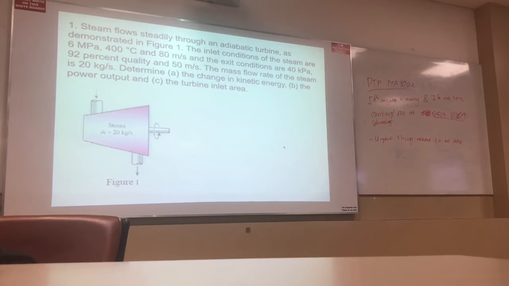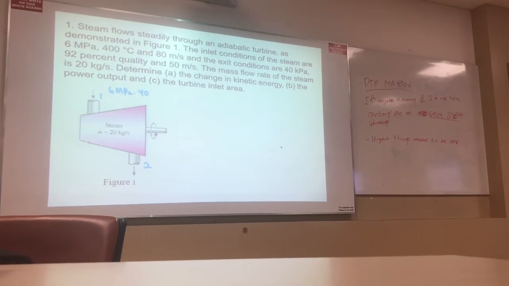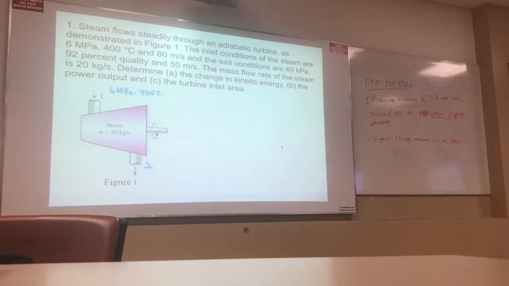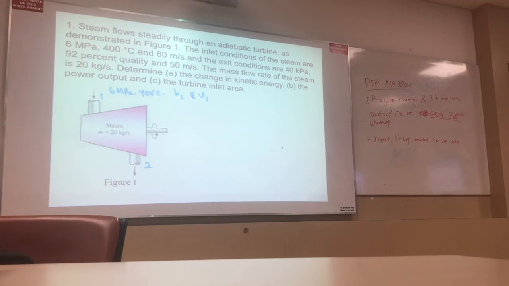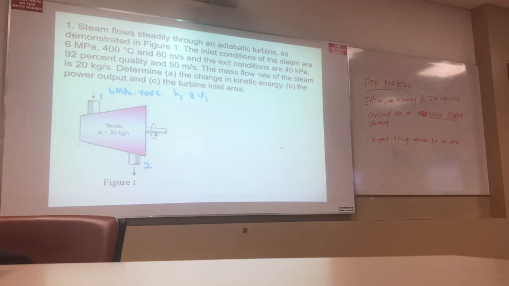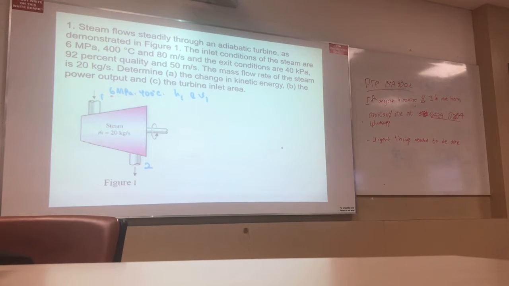So what is the inlet condition? This is state 1, right? I write here 1, I write here 2, 1 and 2, okay. And inlet condition is 6 megapascal and 400 degrees. So I can easily find h1 and v1, right? With respect to 6 megapascal and 400 degrees Celsius, we can get it.